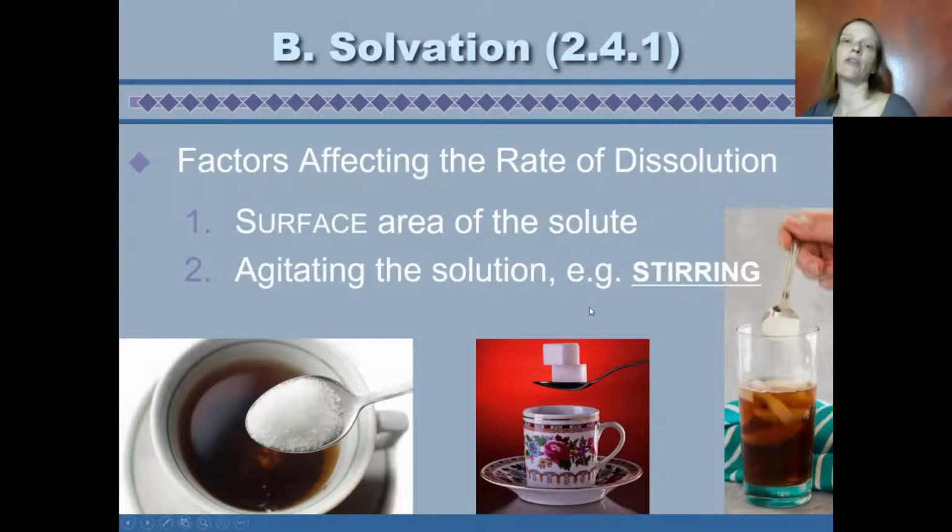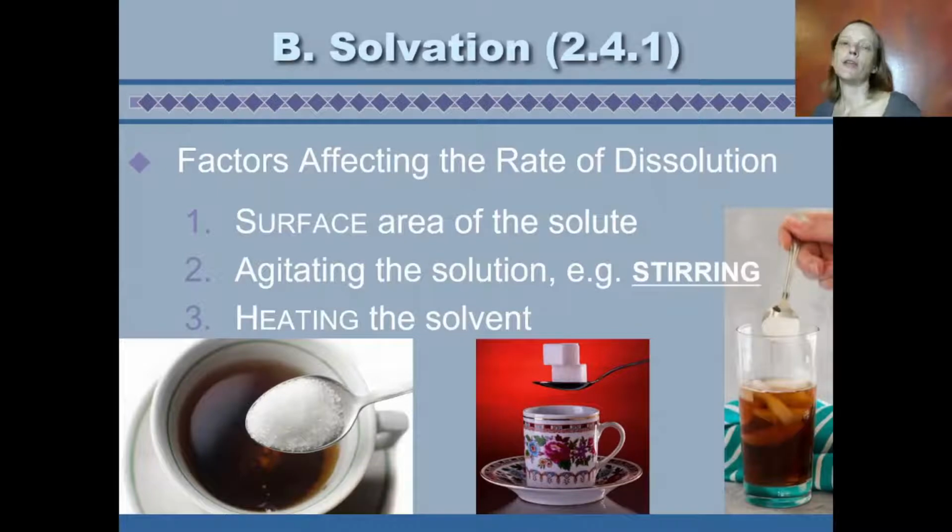Another factor that will affect the rate of dissolution is agitating the solution. So stirring, for instance, or shaking will help the substance dissolve more quickly. And that is why people use a spoon or a stirring rod to stir sugar into their coffee or tea.